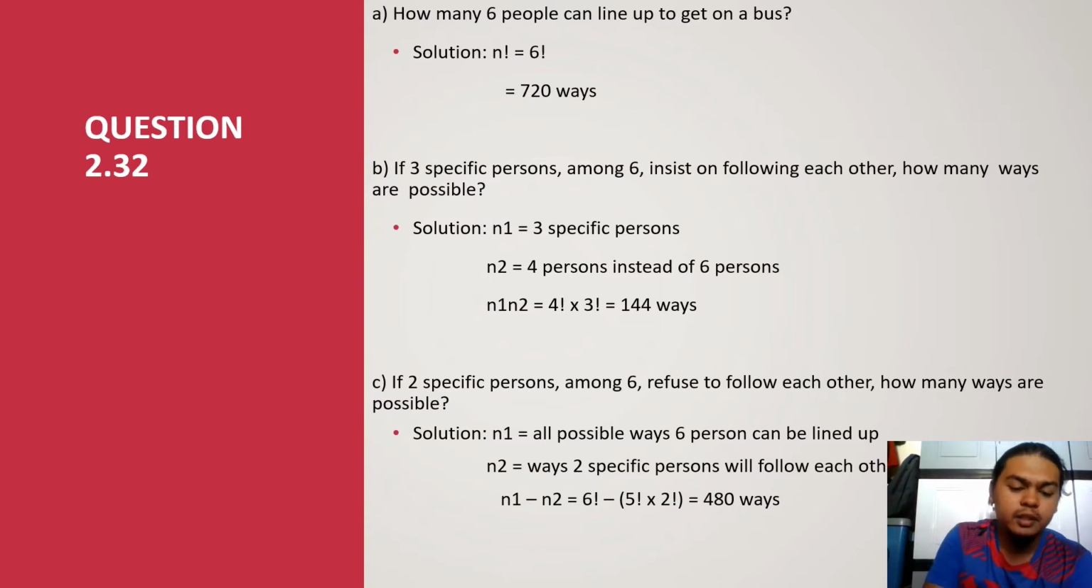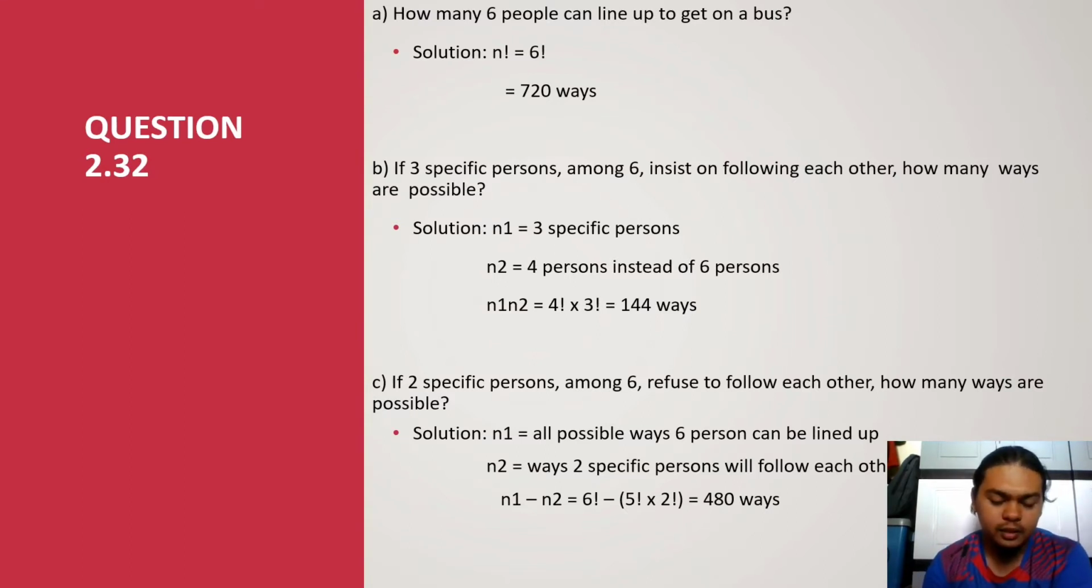Question 2.32. Question A. In how many ways can 6 people line up to get on a bus? For the solution, according to the theorem, the number of permutations of n objects is n factorial. So, we just have to substitute n with the value of 6. So, the answer is 6 factorial, equal to 720 ways.